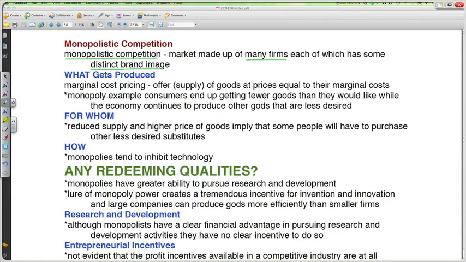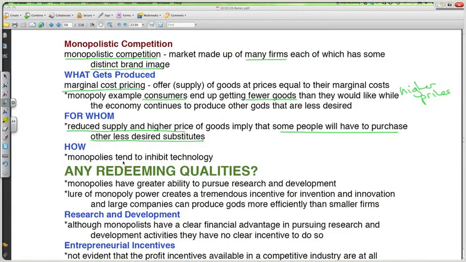So for the monopoly, what gets produced is now decided by marginal cost pricing because they control the entire supply. It's not decided strictly by consumers' demand and dollar votes like it is in the competitive market. So our consumers end up getting fewer goods than they want and at higher prices. In the for whom, we have this reduced supply and higher price, so that means some of the people are going to have to purchase other less desired substitutes, so things that are outside of the market.